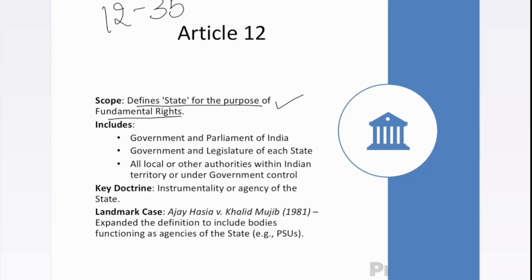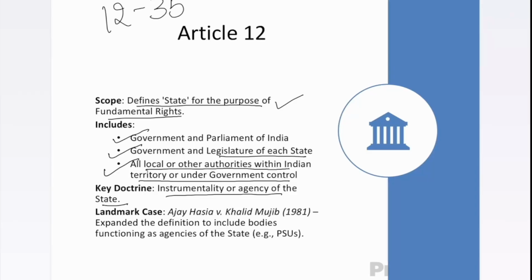State has been defined in a very wide sense so as to include all its agencies. It includes the government and Parliament of India, that is the central government, the state governments and legislatures of each state, and all local or other authorities within Indian territory and under government control. So all the local bodies also become part of it. The key doctrine here is instrumentality or agency of the state. Whoever works as an agency of the state becomes part of the state as per Article 12 of the Indian Constitution.